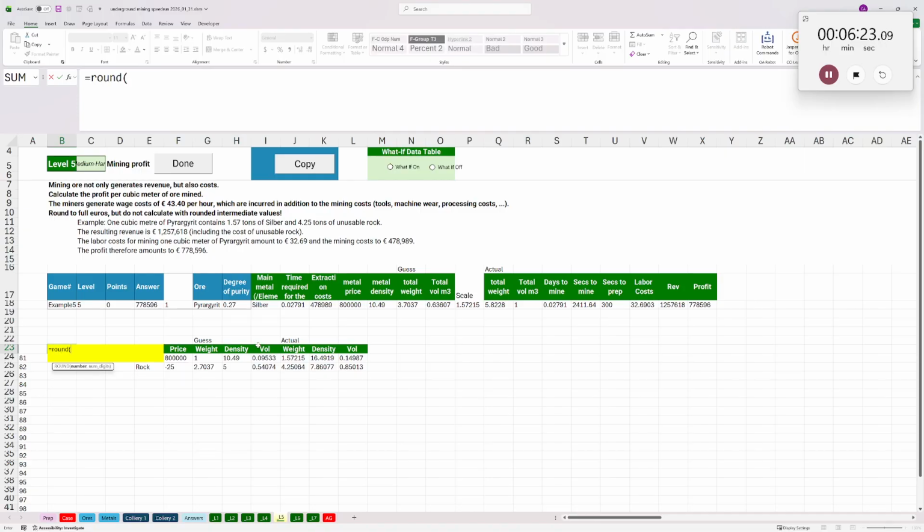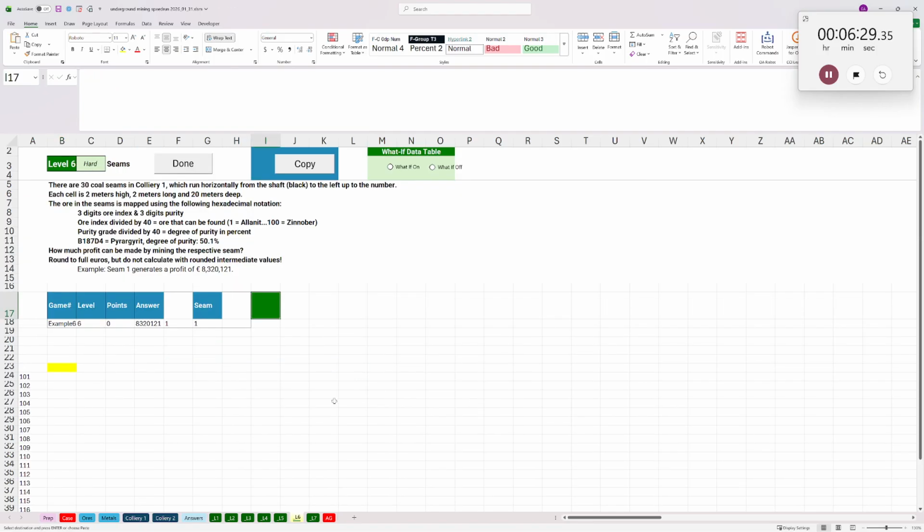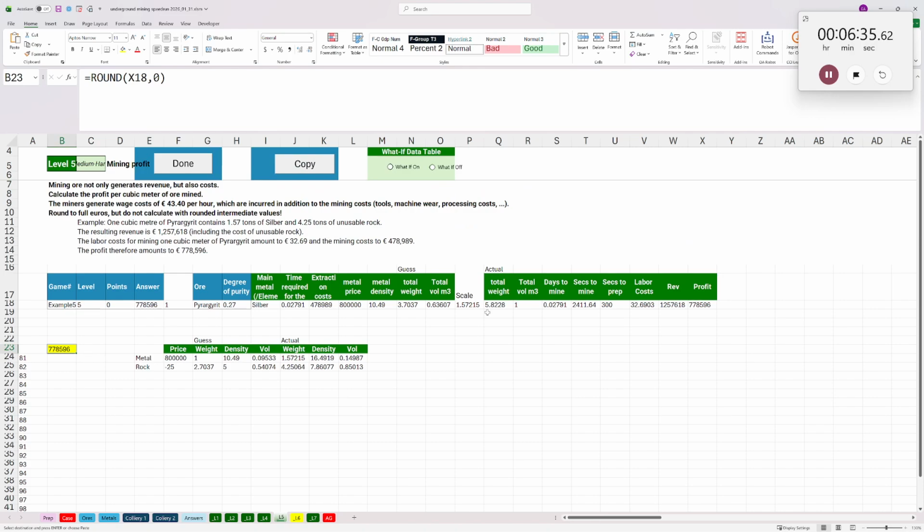So now I round this to 0 to get the answers to level 5. Level 6 is asking me about profit. Level 7 is asking me about weight. So I've got to get some lambdas here to do this.